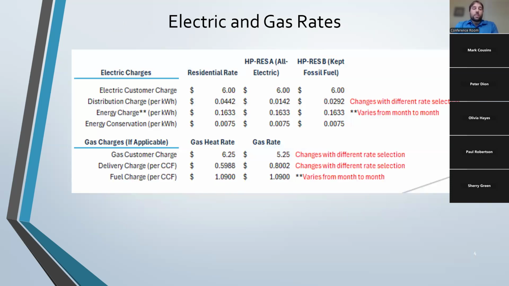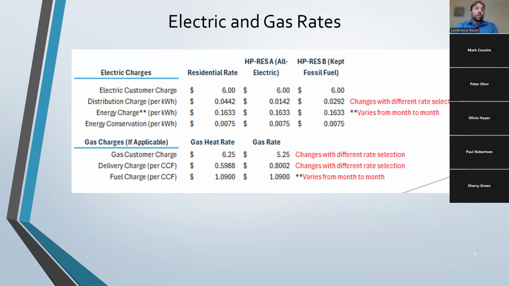This slide shows the electric and gas rates. The second column is the standard residential rate, and the other columns are heat pump Res A, the all-electric rate, and HP Res B, if you're keeping the fossil fuel. The customer charge is the same. The distribution charge, the second row, is where the difference is. That's where you're getting the discount.